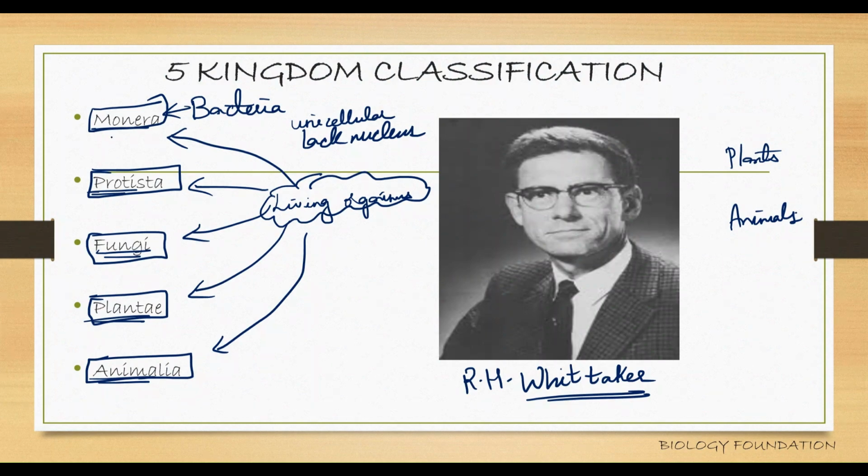Monera includes all bacteria. Why? Because they are unicellular and lack a nucleus. But Protista includes organisms which are unicellular and have a nucleus in them. They can be autotrophic or they can be heterotrophic, right?